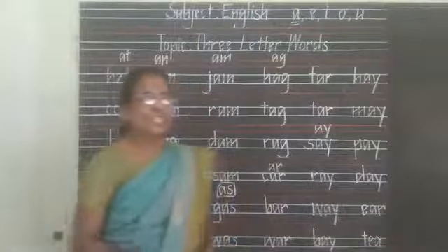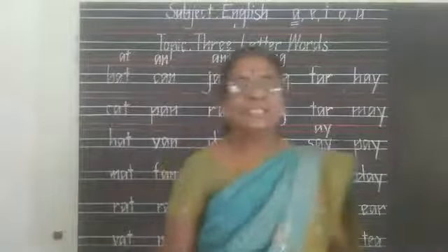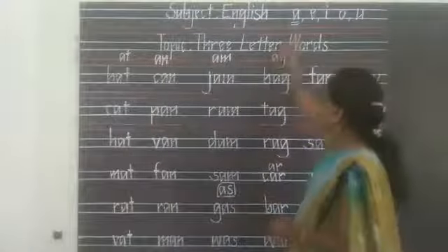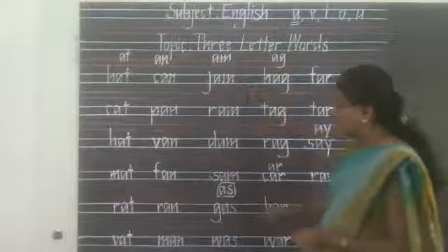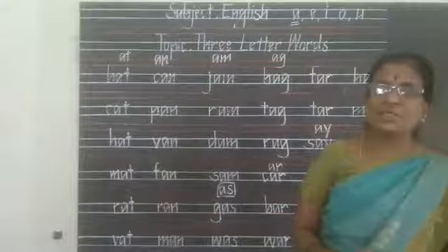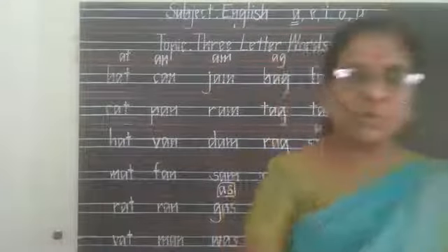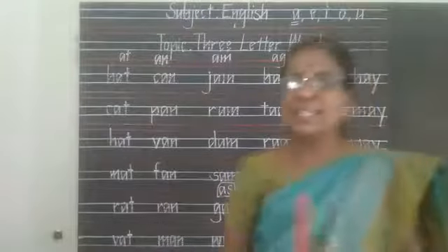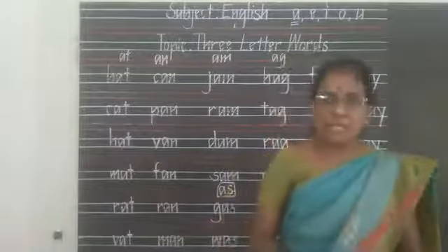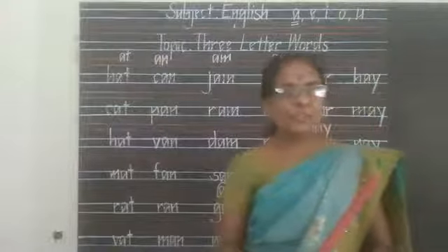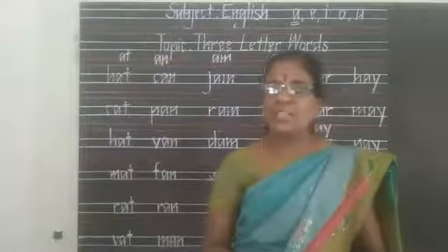Today's class you will learn with the help of vowel letter A. You have learned three letter words. Okay, children. Now I am going to read these words. Listen carefully while I am reading. You repeat along with me. Then only you can learn fast.